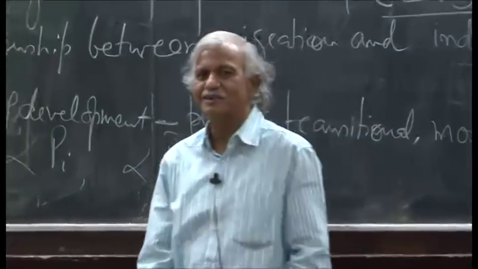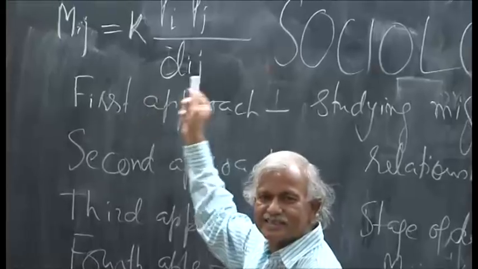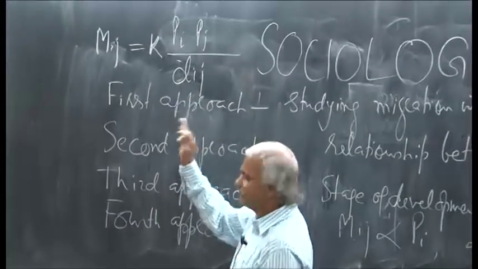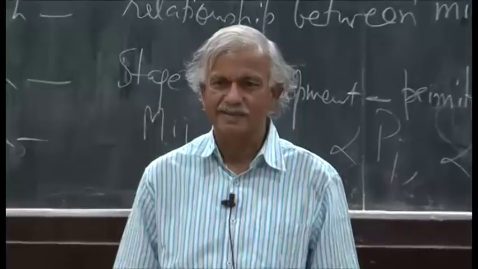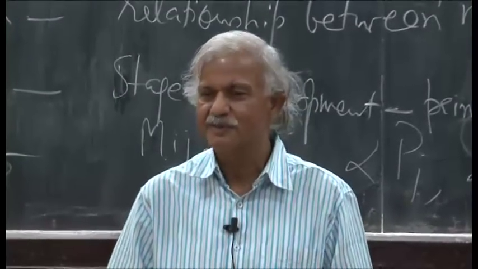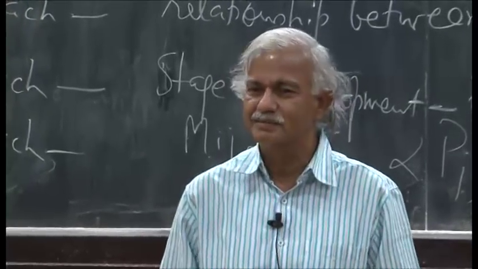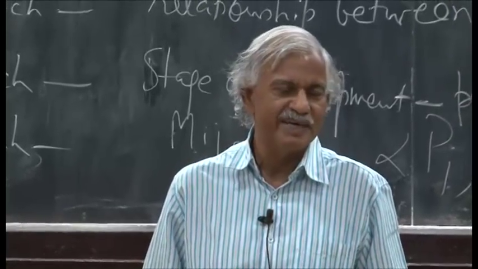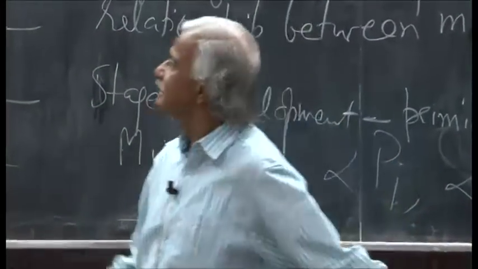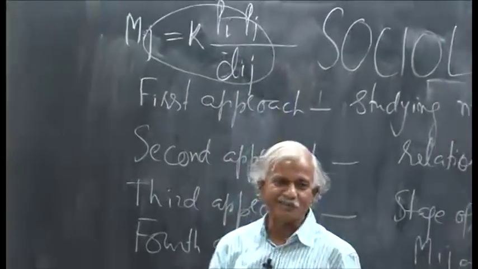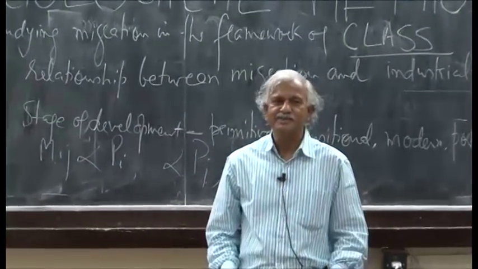And surprisingly, when Zipf collected data on migration, on population, distances between cities, and migration between cities for different modes of transportation. What are modes of transportation? By road, by air, by train, by car, by buses, by ship. When data were collected from different modes of transportation, it was found that in those days, this model fitted the data on migration, population and distance quite well. Okay. This is one approach.